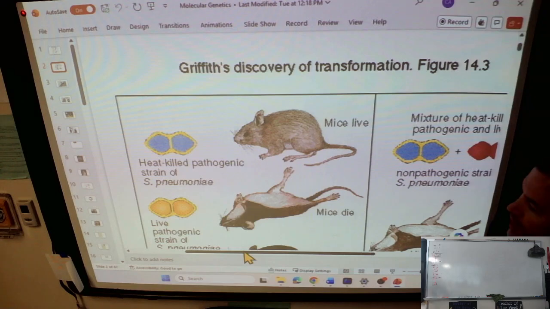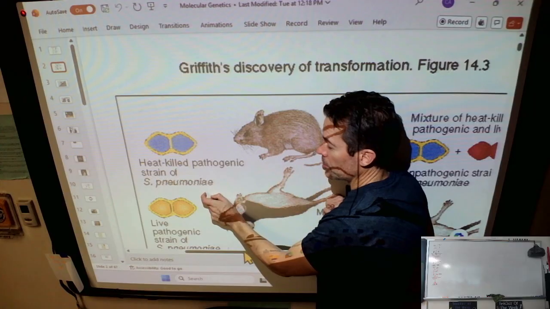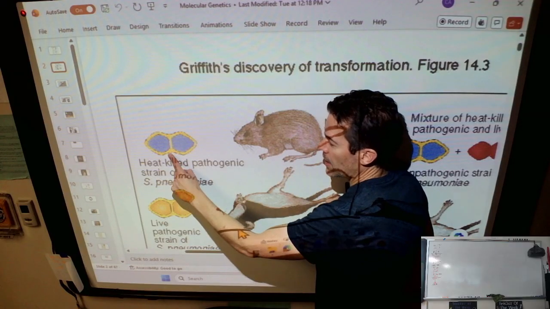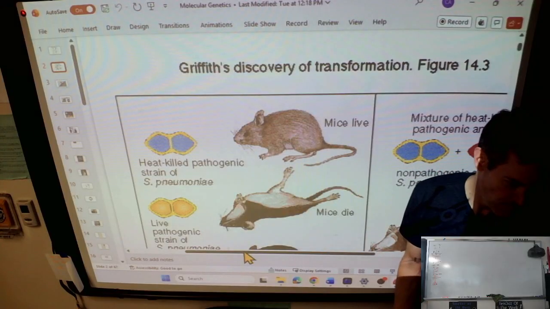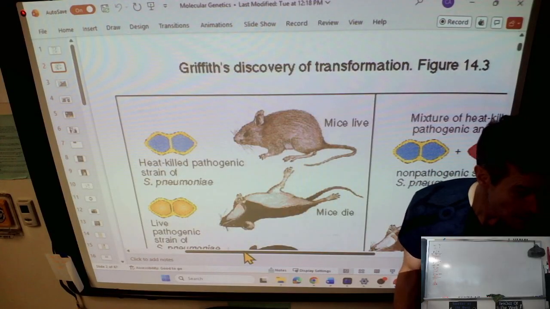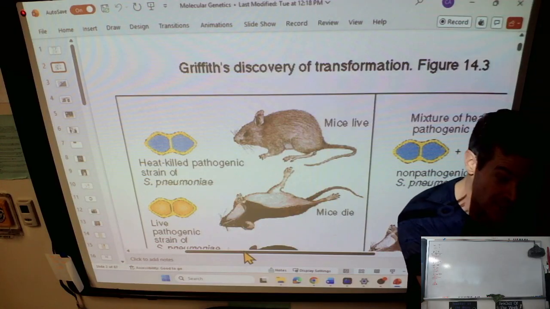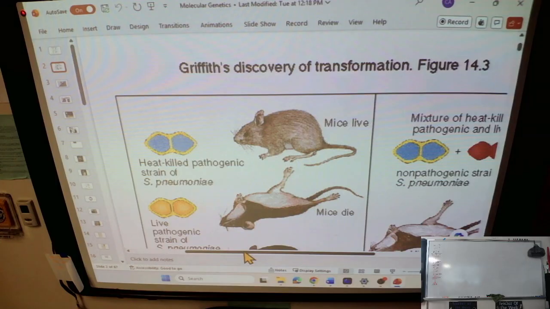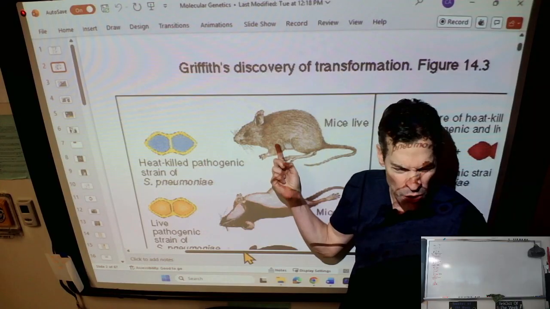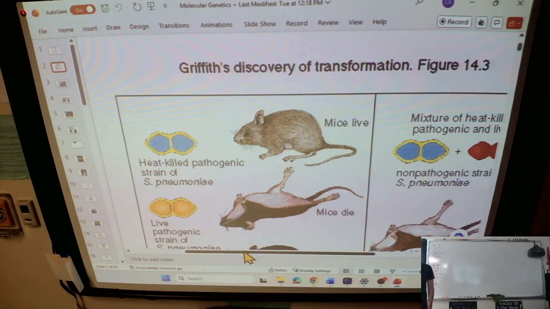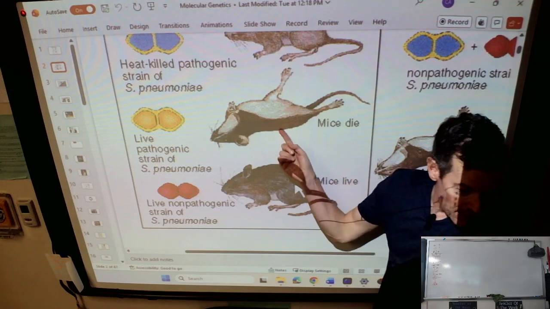So those are pathogenic. So let's say that I kill some pathogenic bacteria, some Streptococcus pneumoniae, and I inject the mouse with it. The mouse is fine. No duh. That's how cooking food works. If I eat a handful of raw ground beef, I might get sick. If I take that same raw beef and I cook it on the grill and then eat it, I'm fine because I'm heat killing the bacteria. So no duh. Then they take live pathogenic bacteria and they inject the mouse and he dies like this.